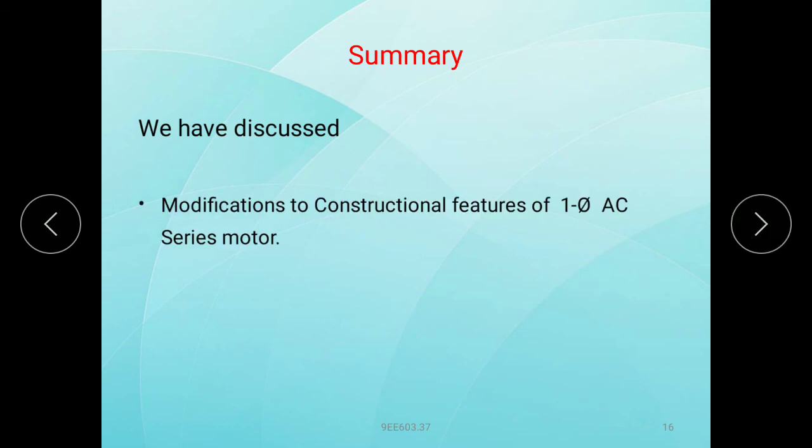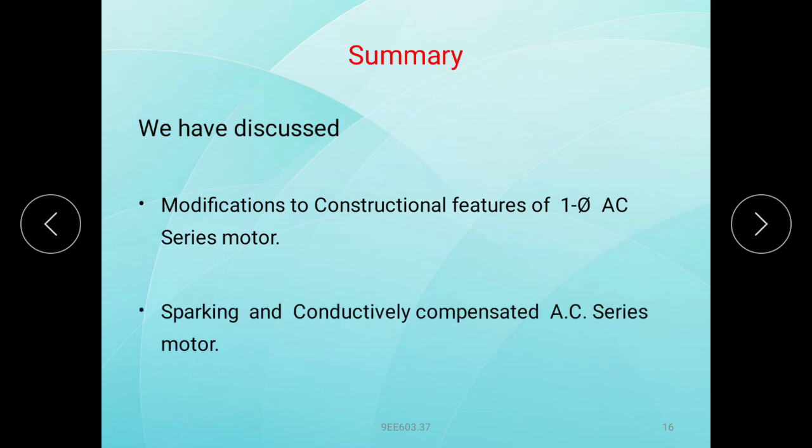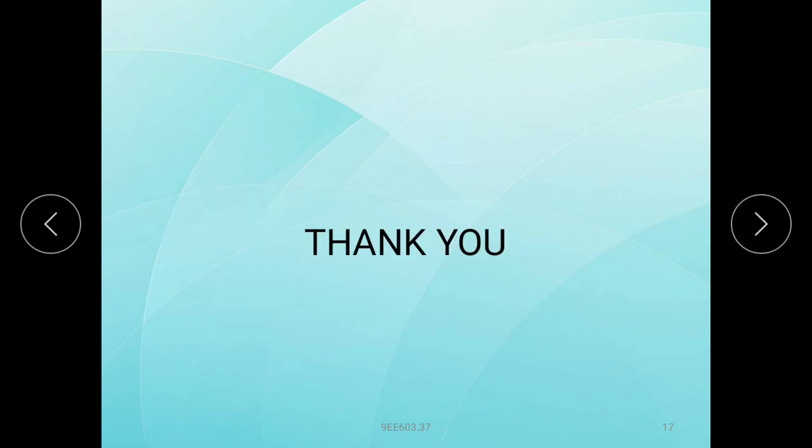Summary. Modifications to constructional features of single phase AC series motor: sparking and conductively compensated AC series motor. Thank you.